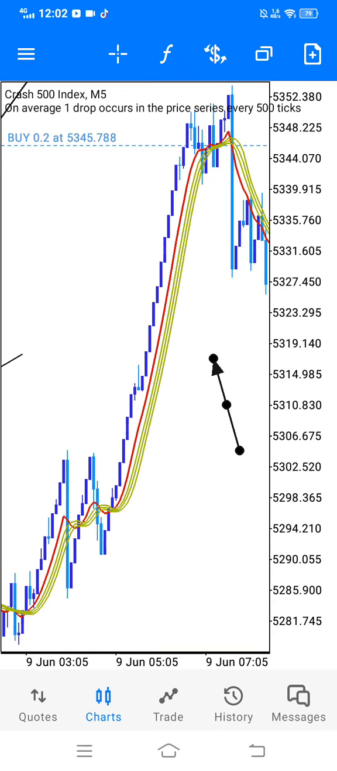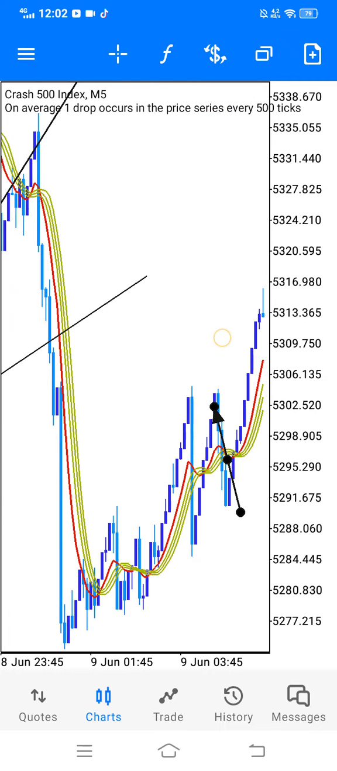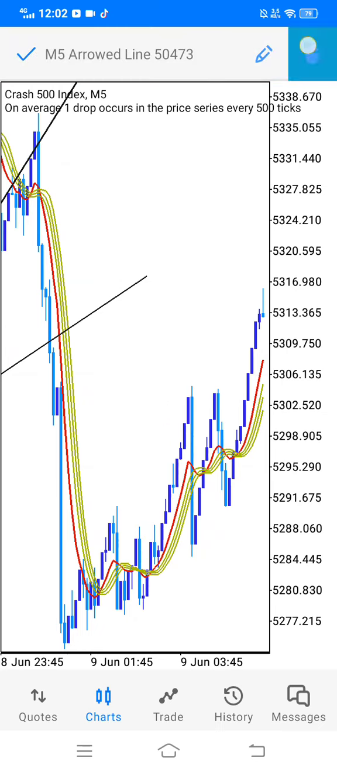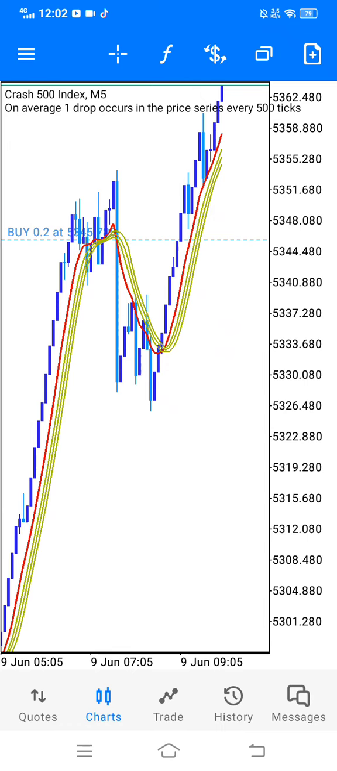We can go back and test it as well. We can see the red crossed the gold, 1 2 3, and we take our profits. Over here again, 1 2 3, take your profits. Once again, the red crossed the gold, 1 2 3, you take your profits. Keep in mind that this is the 5-minute time frame, guys. Always remember to check your trend on the higher time frames.